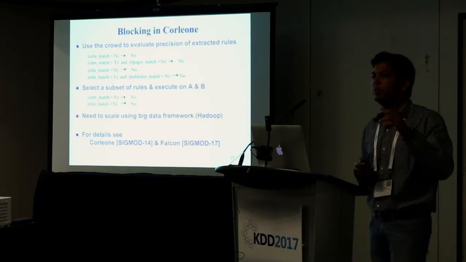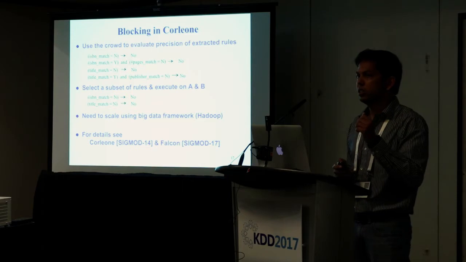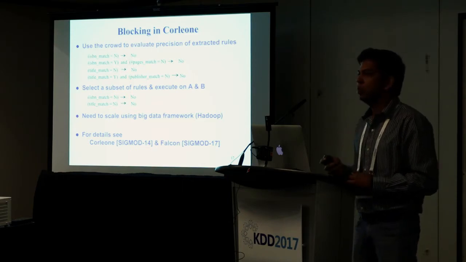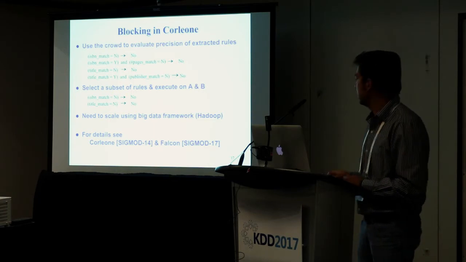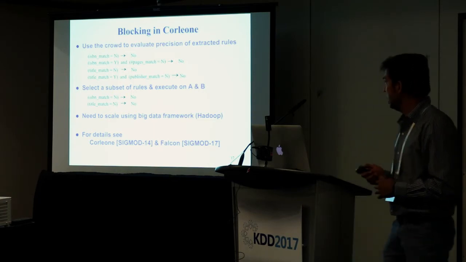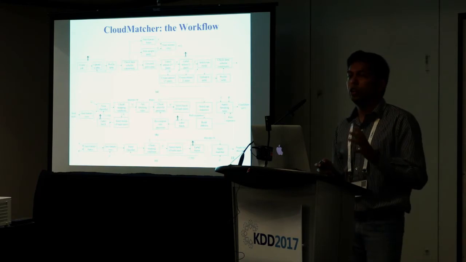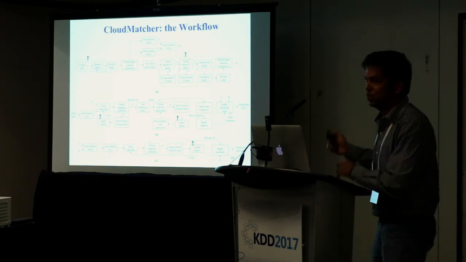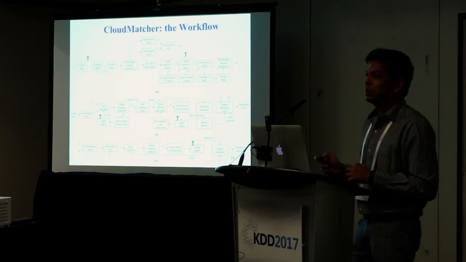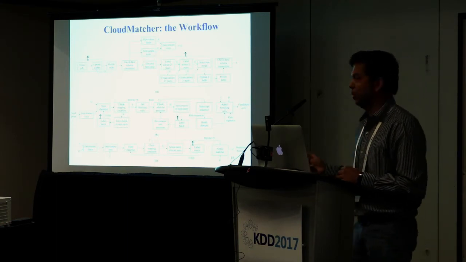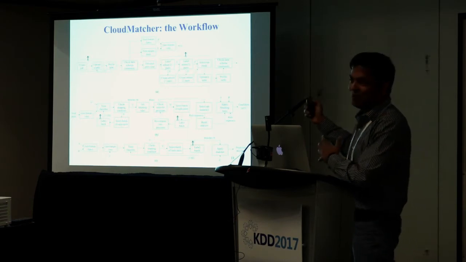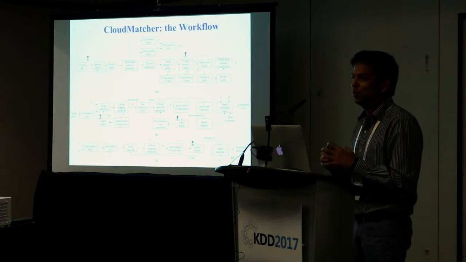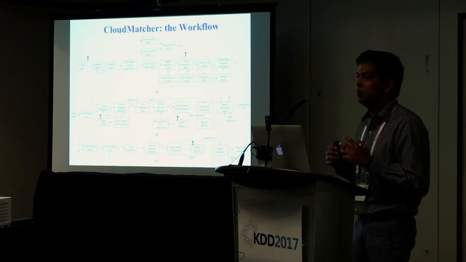Now A cross B can be large, and to execute the rules in a scalable manner, we need to use some big data framework. We talk about this in our SIGMOD 17 paper, Falcon. So based on the foundations of Corleone and Falcon, we developed a workflow for CloudMatcher which looks like this. It uses the concept of blocking that I just explained. This looks complex, but we do it to maximize the opportunities for crash recovery, fault tolerance, and optimization.